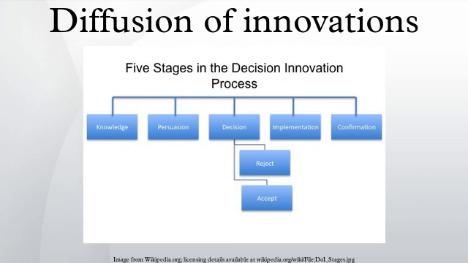Diffusion of innovations is a theory that seeks to explain how, why, and at what rate new ideas and technology spread through cultures. Everett Rogers, a professor of communication studies, popularized the theory in his book Diffusion of Innovations. The book was first published in 1962, and is now in its fifth edition. Rogers argues that diffusion is the process by which an innovation is communicated through certain channels over time among the participants in a social system.